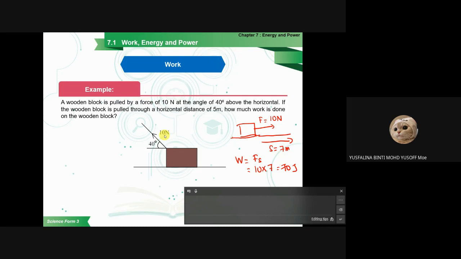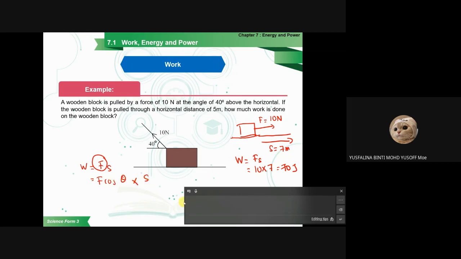Okay, sorry. Here the force is 10 Newton and it moves 7 meters, so you just multiply 10 by 7. This means the force moves in a straight line. But in this one, the force is not in a straight line, it is inclined like that. So you have to find the force first. W is equal to Fs, so for the F, you have to put F cos theta times S.